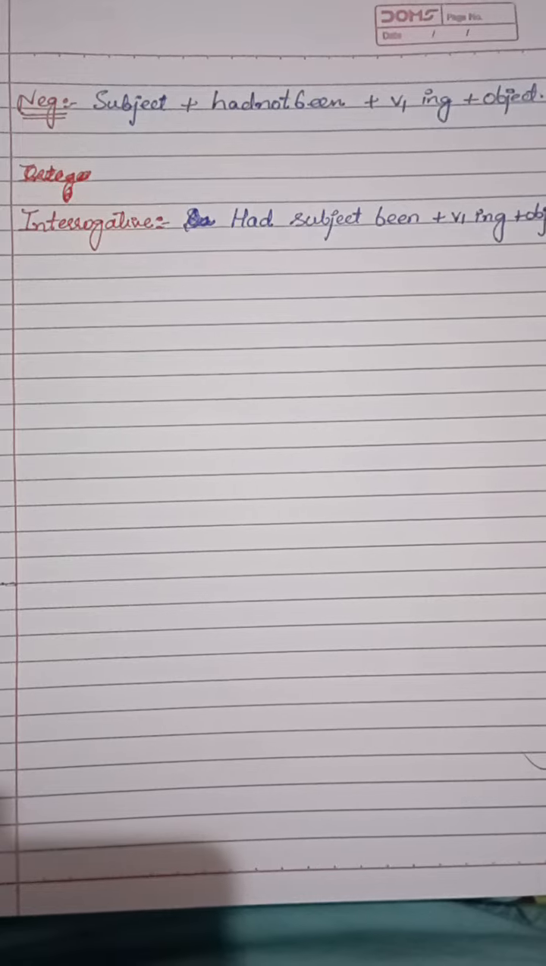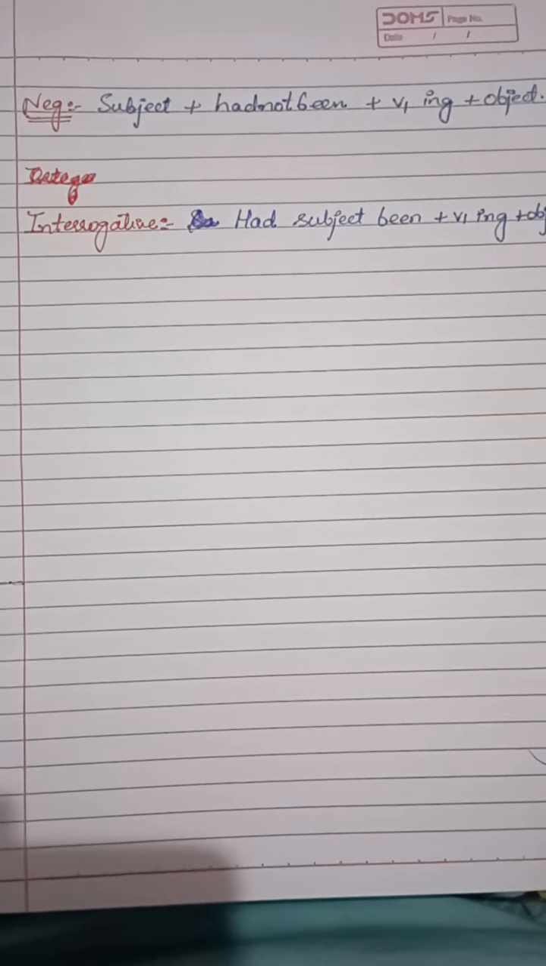This is the rule of negative and interrogative sentences of past perfect continuous. Make your own sentences. Okay, next, in the next video I will teach you future tense.